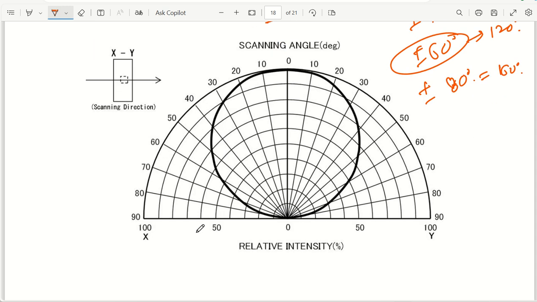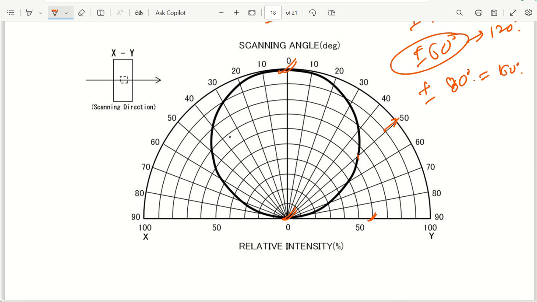As you can see, my relative intensity is given in percentage. So let us say you are seeing at 50 degree angle, then the relative intensity will come at this point, which is going to be around 60%. So you have to put this curve like this and you will get the intensity. Let us say you are going to see at 0 degree, then you are going to see the complete intensity, which will be like this.